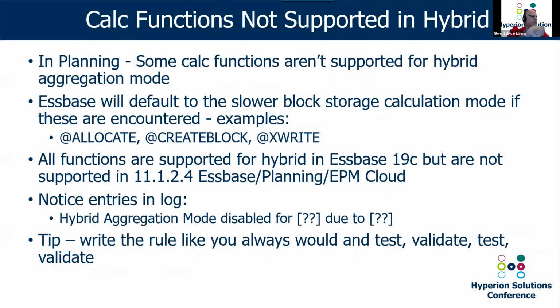The way you can tell if it's turned off, if you look in the log after you've run a calculation or done something else, you'll see a notice that says hybrid aggregation mode disabled for whatever member due to, and most likely it's going to be complex formula or a backward, what do they call it? A backward reference.